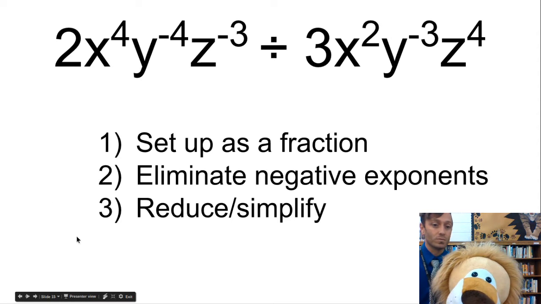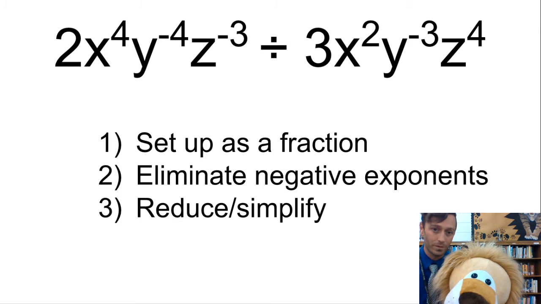Oh boy. So this is the really tough one, and it's going to take a while. We're going to go through the whole thing step by step. 2x to the fourth, y to the negative fourth, z to the negative third, divided by 3x squared, y to the negative third, z to the fourth. 3 steps, and if you follow them, it's going to make everything a lot easier. Set it up as a fraction, eliminate the negative exponents, and then reduce and simplify what we've got.